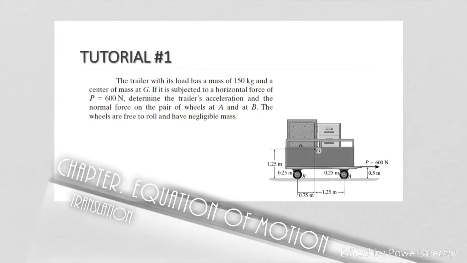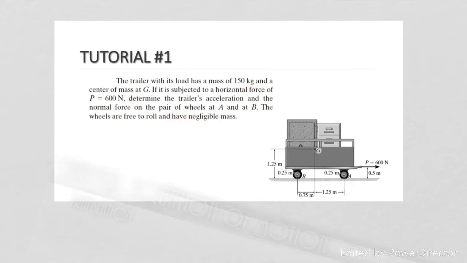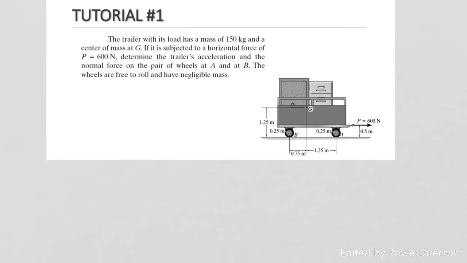Okay, this is tutorial 1 for the equation of motion, and we have 600 Newton, 150 kg, and we need to find the reaction or the normal force on wheel A and also at wheel B. So how should we start? Definitely starting from the free body diagram.